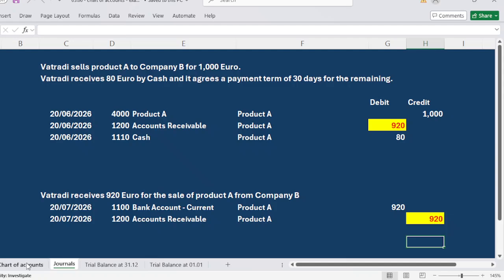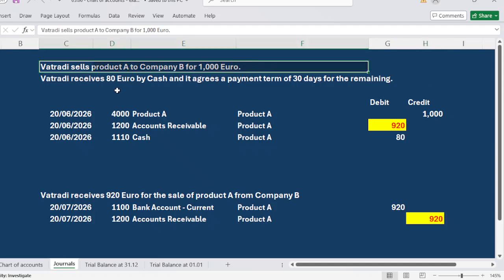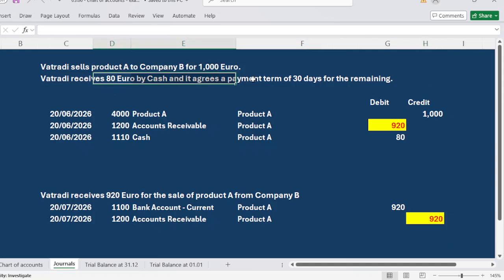So, from the reading, I understand that I need 3 GL codes. One for the income, one for the cash, and one to record the payment terms. So now, in order to do this, I'm going inside my chart of accounts looking for the GL codes.